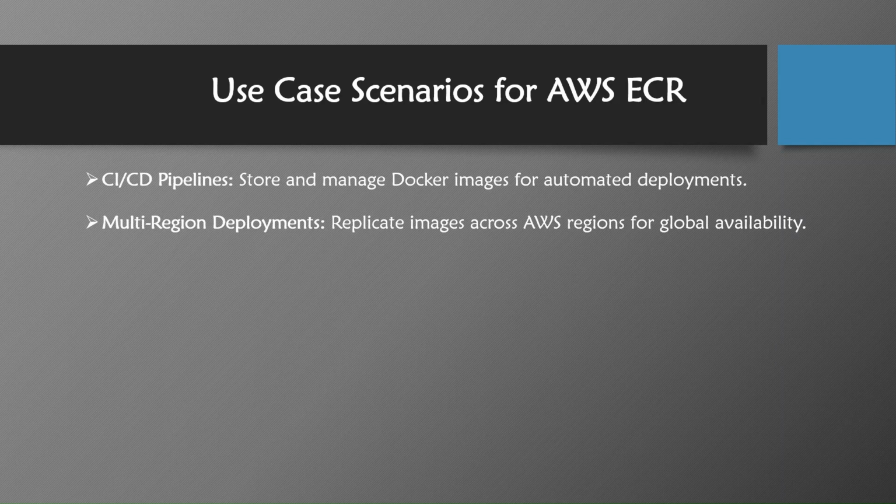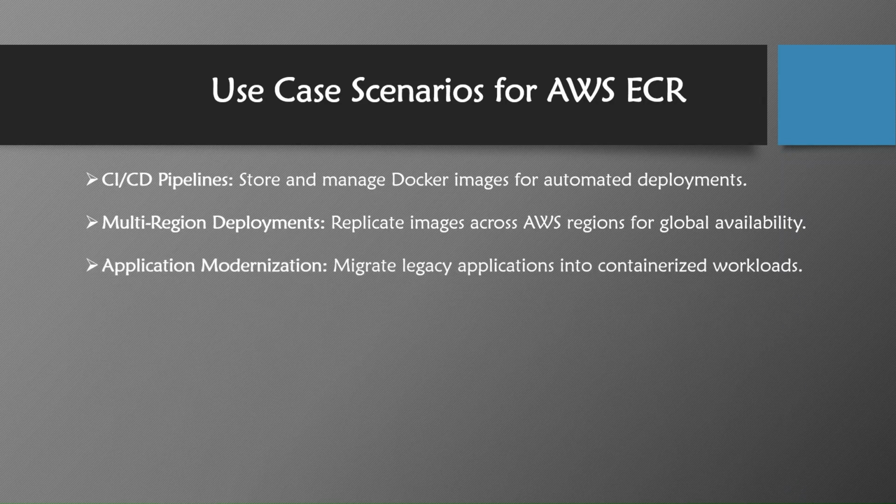For example, a company with a global customer base wants to deploy a containerized application in US East 1 and the Asia Pacific Mumbai region. Instead of manually pushing the image to both regions, ECR automatically replicates the image from the US East 1 repository to the Mumbai repository.